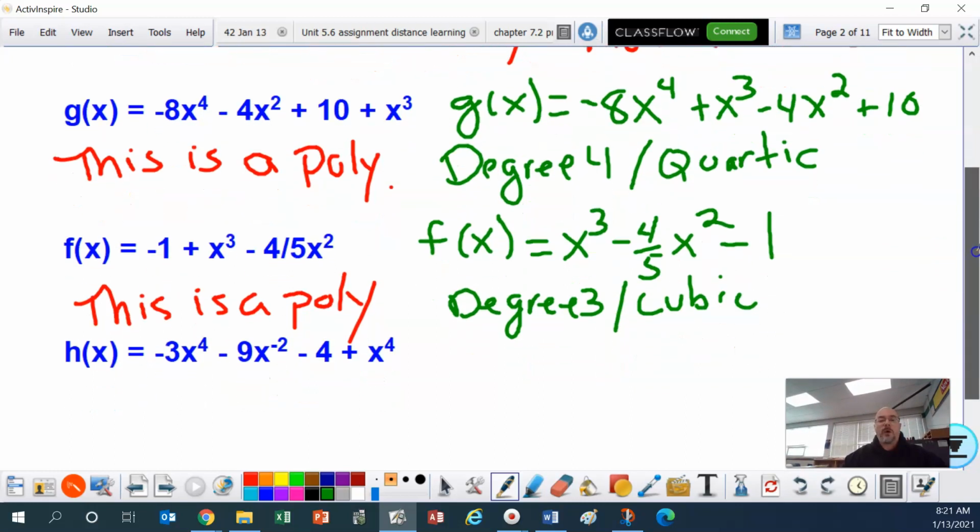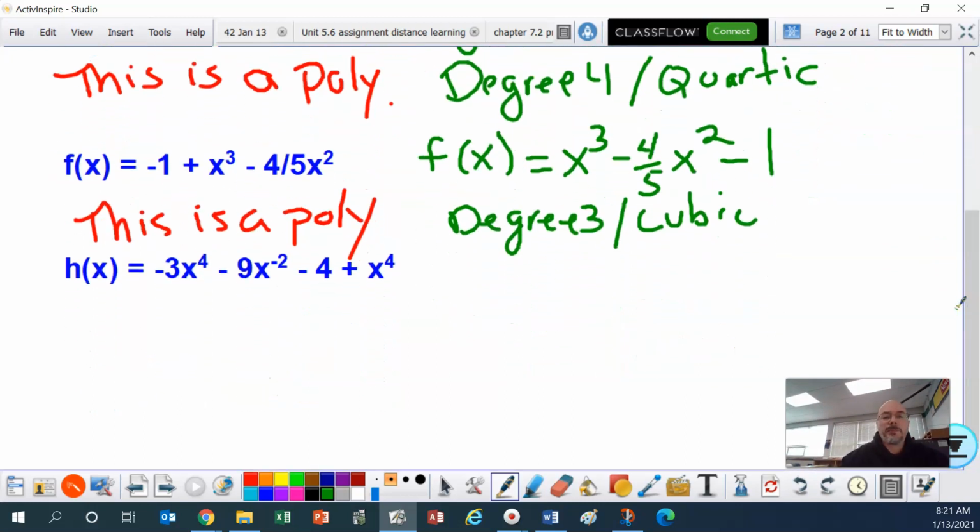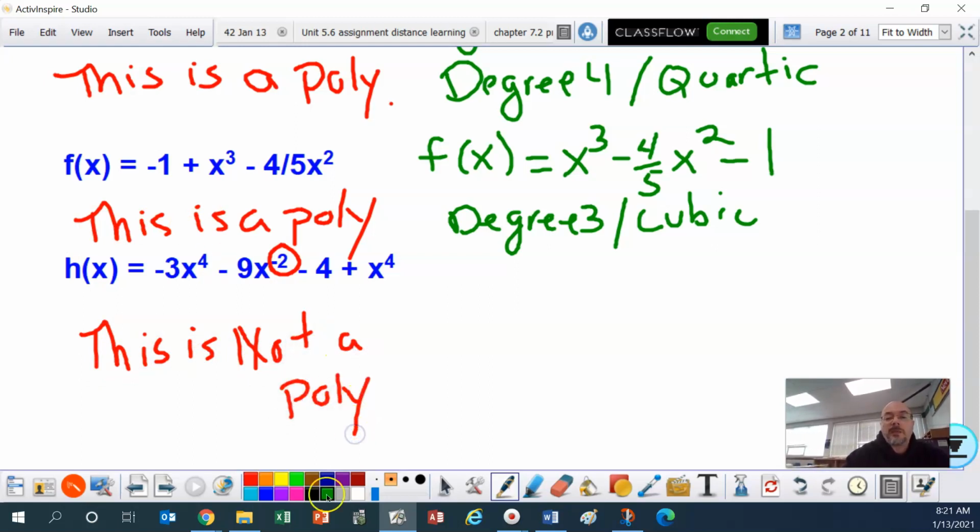All right, one more. Let's start with the exponents. Uh-oh, I noticed, folks, there's a -2 there. Nope, can't have a negative exponent. So this is not a polynomial, and the reason is the exponent, -2, is not a whole number.